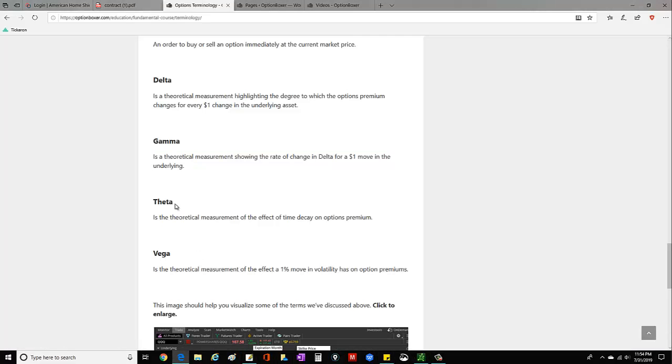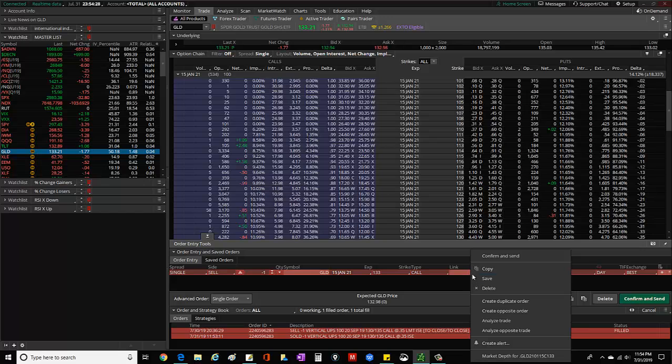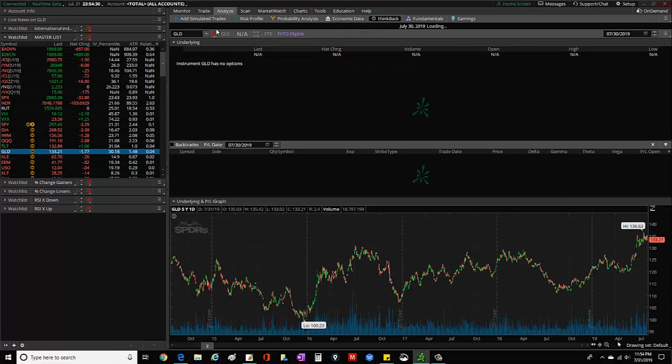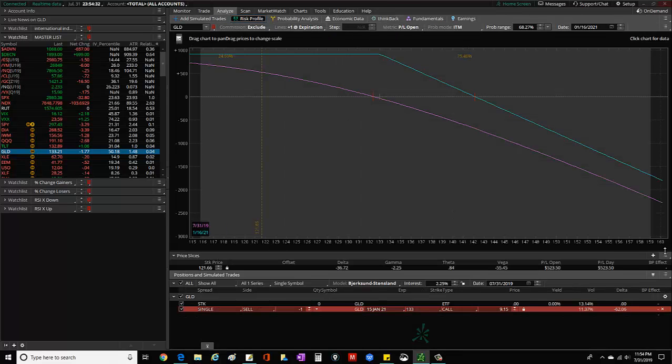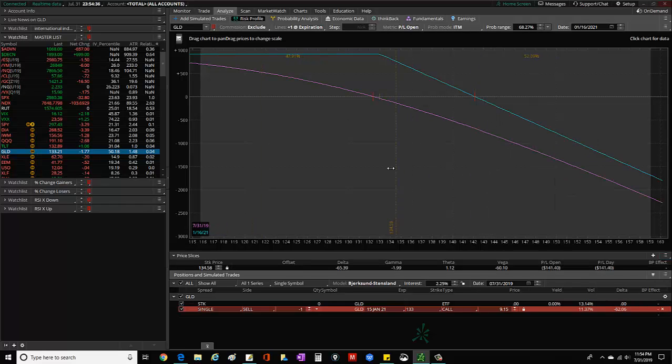So it's, again, not one that I use all that much, but the two that I use the most as far as trying to determine what positions I think are favorable, and that's Theta and Vega. Theta is the theoretical measurement of the effect of time decay. So if I sold, let's say I sold this option, let's analyze this trade, go to risk profile. So there's my position right there, day 1.